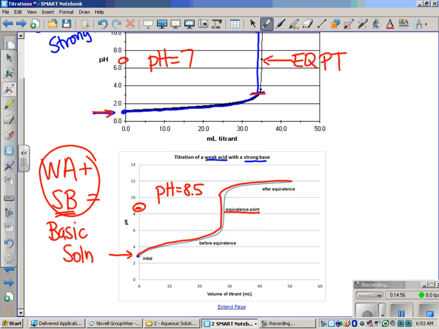And we're only going to do combinations with strong base for now, so it's really a matter of just identifying that acid. And you should be able to look at the equivalence point and tell the pH off that equivalence point. And we are going to do that in our lab.